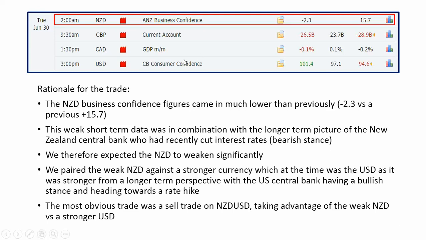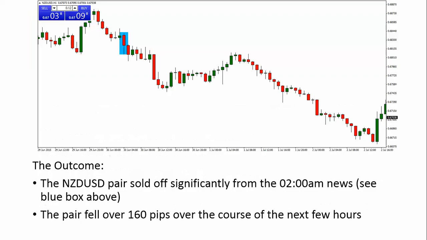So what we did is we paired the weak Kiwi against the stronger currency, which was the US dollar at the time. The most obvious trade was a sell trade, because remember, the Kiwi is the base, the weaker currency, and the US dollar is the terms, the stronger currency, so we'd expect that pair to fall. So the most obvious trade was a sell trade on Kiwi dollar, taking full advantage of the weak Kiwi, which we received from this data point, against a stronger US dollar, which was the bigger picture, suggesting that America is heading towards a rate hike.